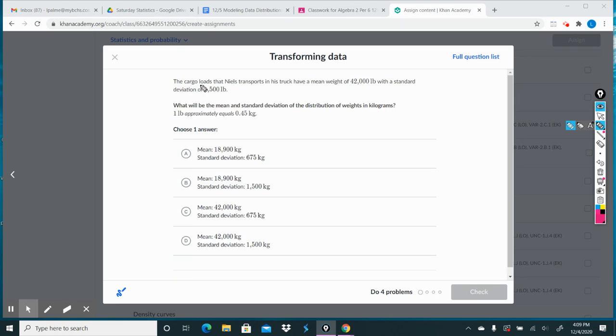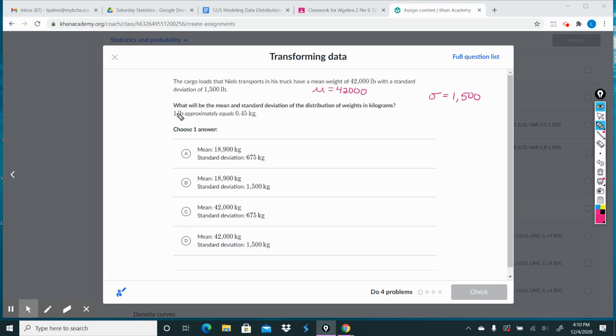So in here, the cargo loads that Niels transports in his truck have a mean weight of 42,000 pounds with a standard deviation of 1,500 pounds. What will the mean and standard deviation of the distribution of weights be in kilograms? What would be that mean and standard deviation? So we have a mean of 42,000 and we have a standard deviation of 1,500.